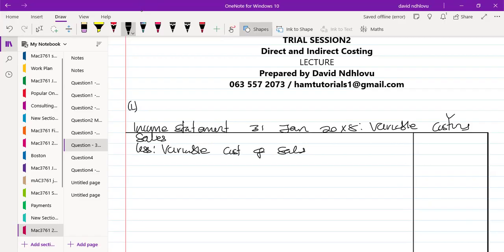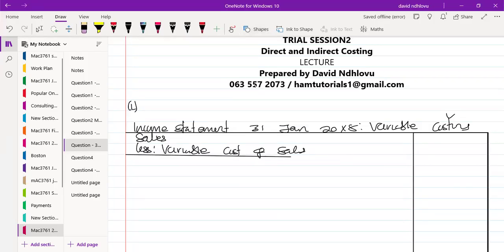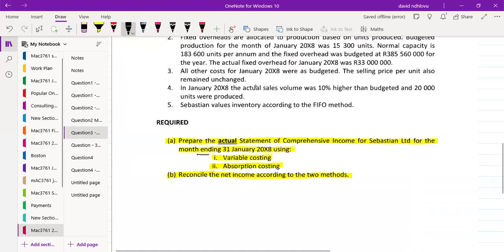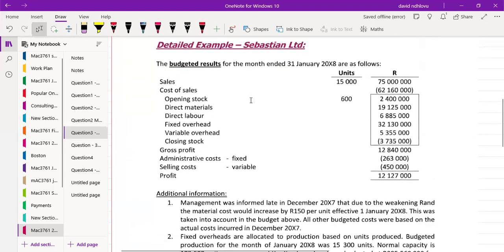Right, and then from there, you then have your opening inventory if it is there. It's not every question that is going to have opening inventory, but most of the time you have your opening inventory as well here. Right, the calculation of the sales is always easy. It's pretty much the quantity sold multiplied by the price. So we need to look for that.